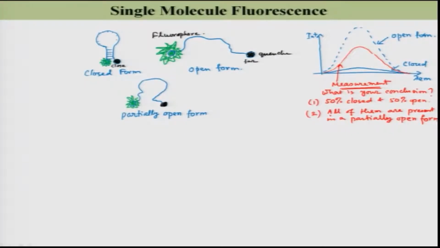Now, if I ask you which one is correct, A1 or 2, which one is correct? If you are just simply doing the ensemble average fluorescence spectroscopy, it is impossible for you to tell which one is the correct explanation, correct. You may say that, okay, let me measure the anisotropy.